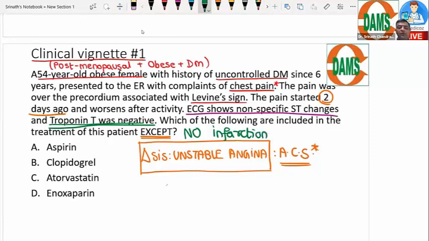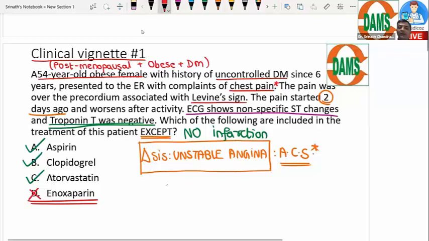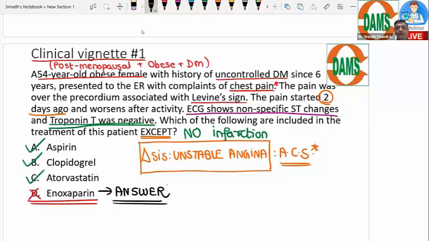So what you will do? Immediately give nitrate, load the patient with aspirin clopidogrel, and give high dose atorvastatin. But what is not required? Not required is the enoxaparin, making it the correct answer.